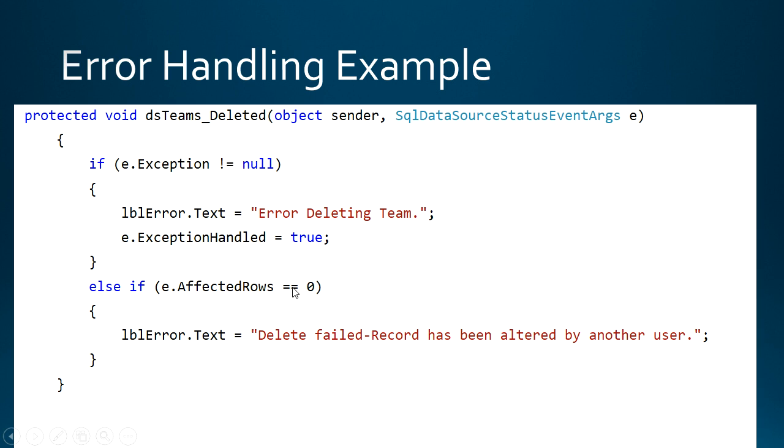By the way, this else if, assuming we might have a concurrency control, so some other user might have changed the same record, then we could also check for the number of affected rows. If there wasn't an error, but we didn't actually affect any rows, then odds are that it's because there was concurrency, and we could give that message instead.